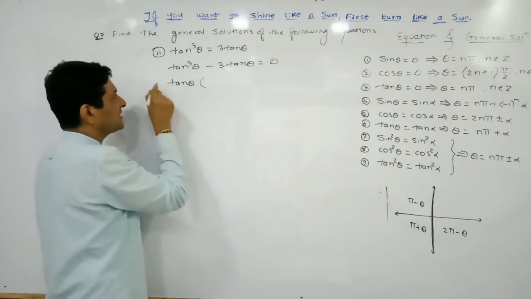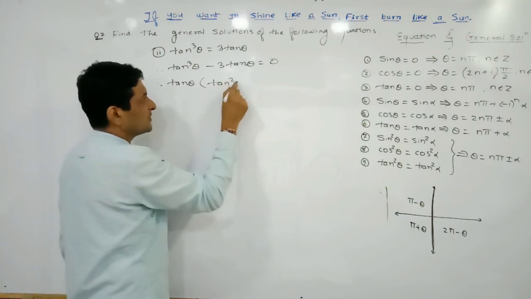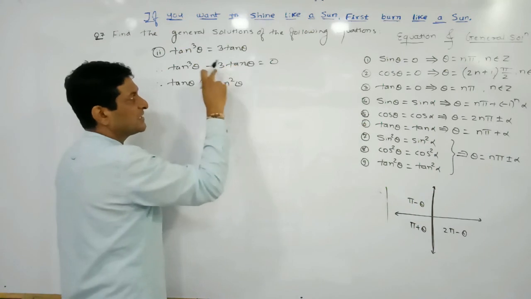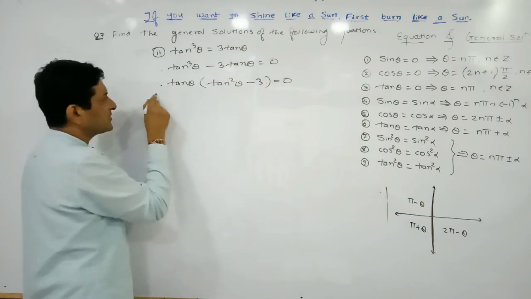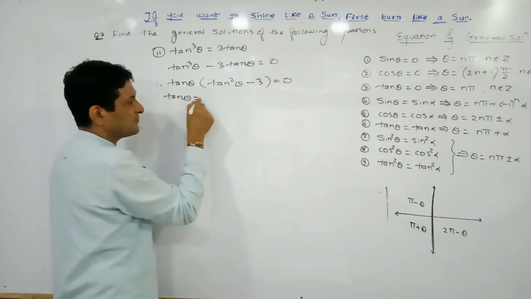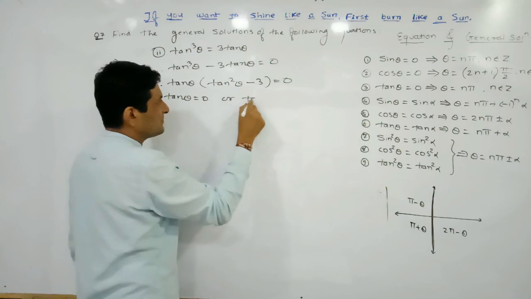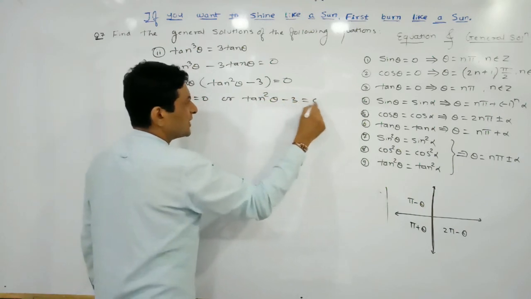We can observe that tan theta can be taken common from the first two terms. If we take tan theta common from the first term, the remaining term is tan square theta, and if I take tan theta common here we will get minus 3. Now we have got the factors here. The product of these two factors is 0, which means either the first factor is 0 or the second factor is 0, that is tan square theta minus 3 is equal to 0.